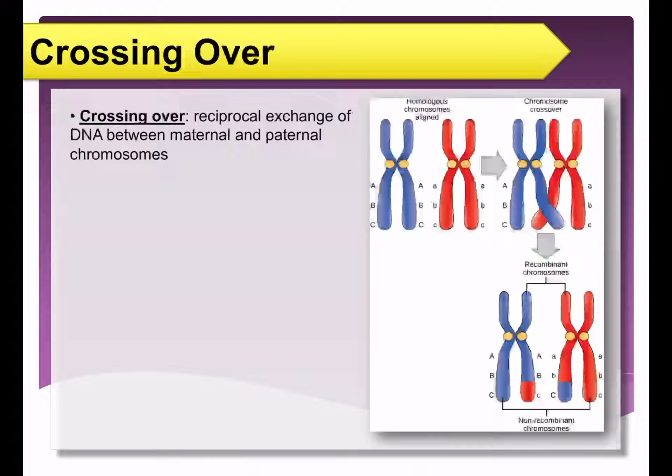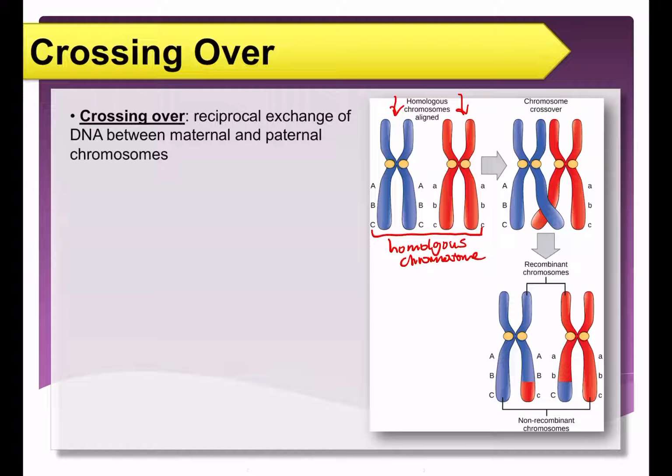Here's an example of what crossing over is. Okay, you have a paternal chromosome right here, and you have a maternal chromosome right here. Okay, so remember we talked about a homologous chromosome being a pair of chromosomes like that. Homologous chromosomes. Okay, one of these, the red one, came from your mom, one of these came from your dad. They carry the same genes, but it can be different versions of the same genes.